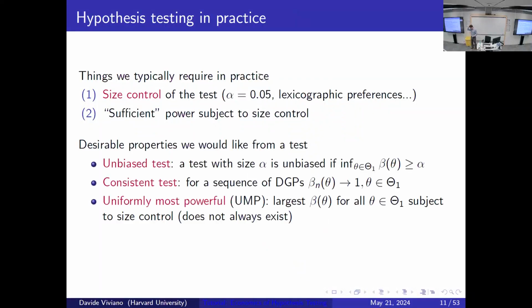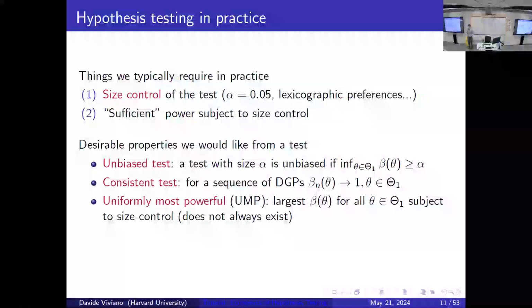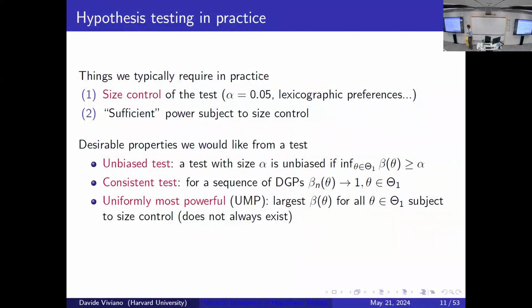So what are the desirable properties that we want to think of? One property that we may want is that the test is unbiased, which really means that the power beta of theta is going to be at least as large as the size. Maybe we would like consistent tests. Suppose that we collect data and we have a sequence of data generating processes, each indexed by the sample size. Now we would like that as the sample size grows, power converges to 1.